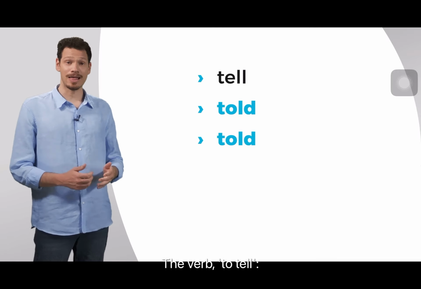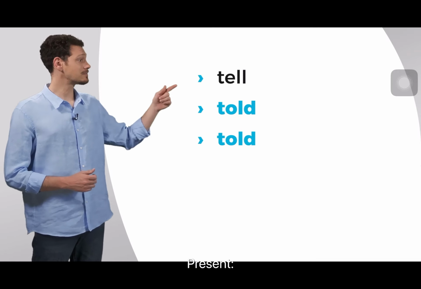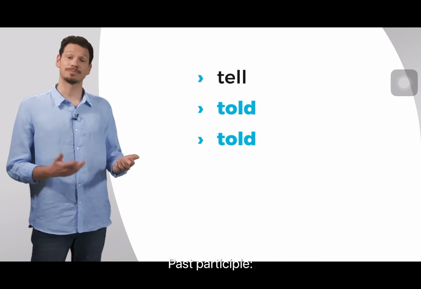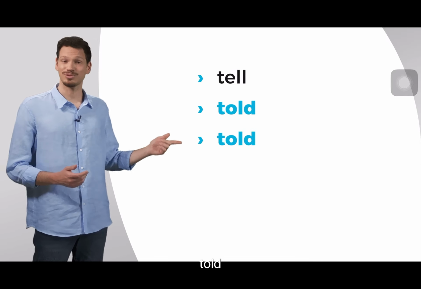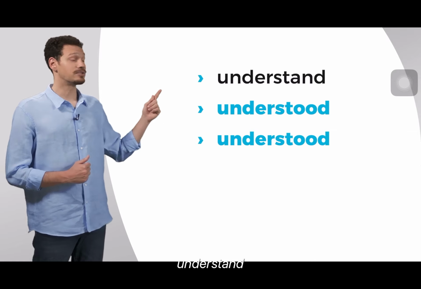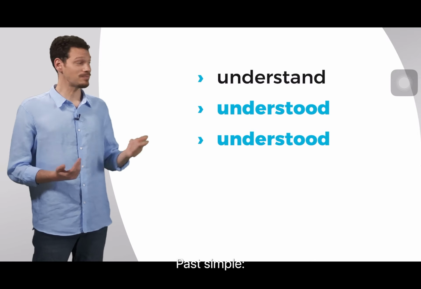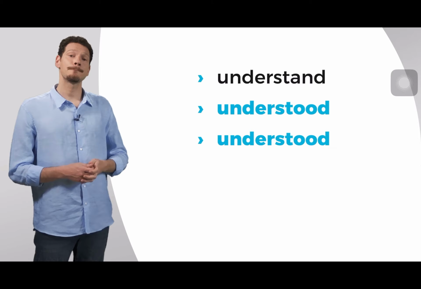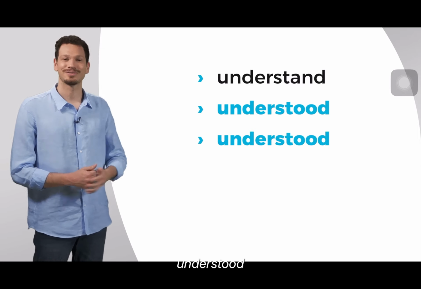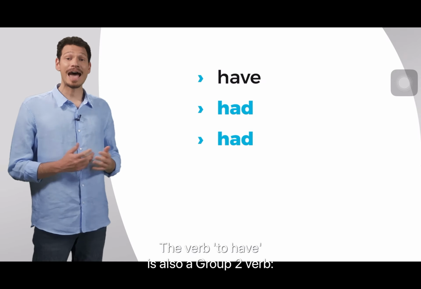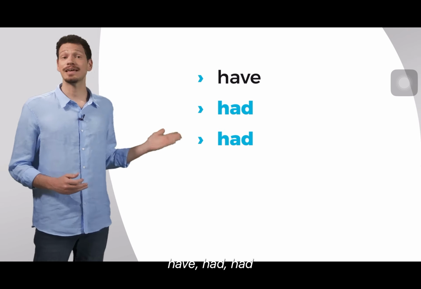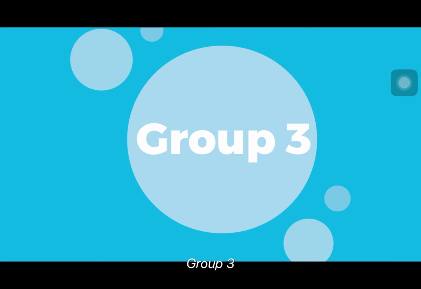The verb to tell. Present, tell. Past simple, told. Past participle, told. And to understand. Understand, past simple, understood. And the past participle is also understood. The verb to have is also a Group 2 verb. Have, had, had.